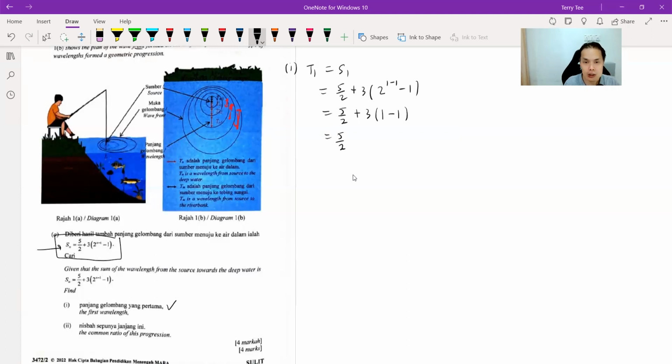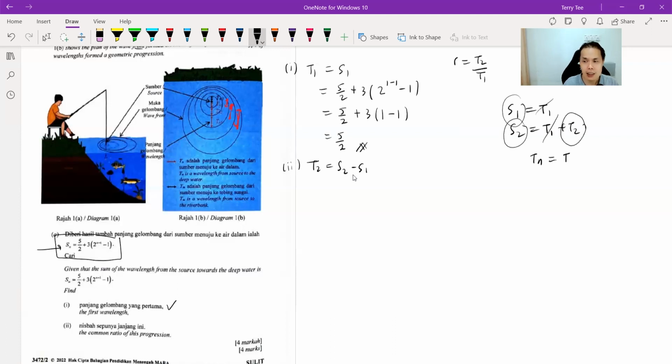So the first wavelength has the length of 5 over 2. Now to find the common ratio, remember this is a geometric progression. A common ratio is your T2 divided by T1. To find T2, we have to use S2 minus S1. Remember, I said just now, T1 is the same as S1. S2 is T1 plus T2. If I want to find T2, I'll just take S2 minus S1, because when I subtract them, I'll cancel this off. In fact, this is a general formula.